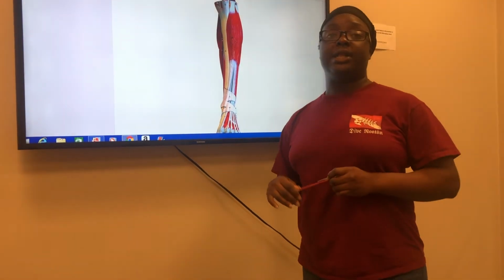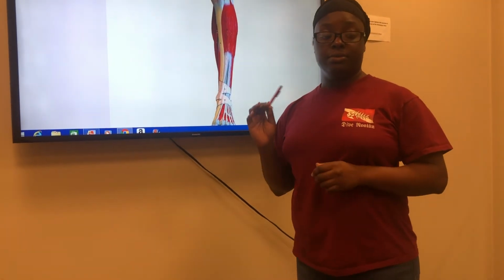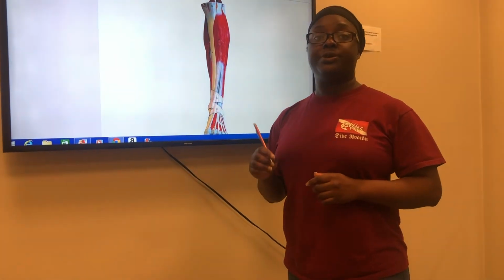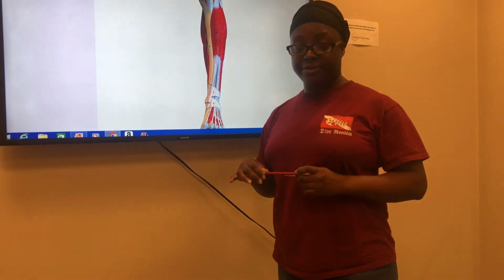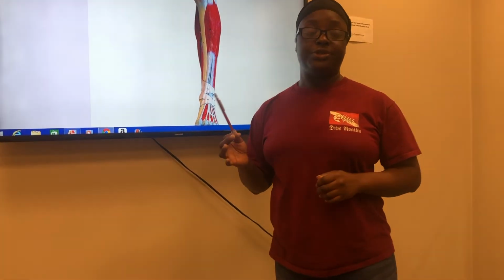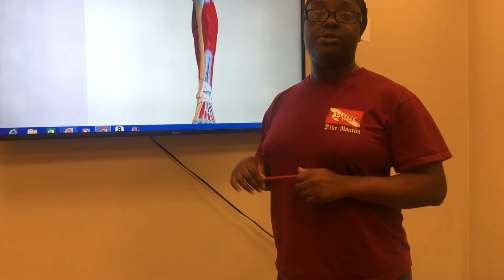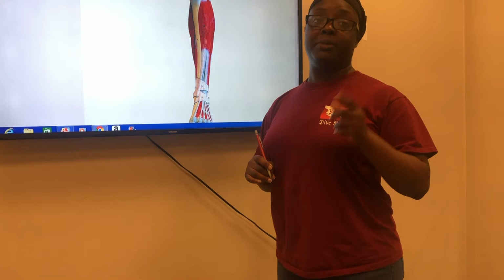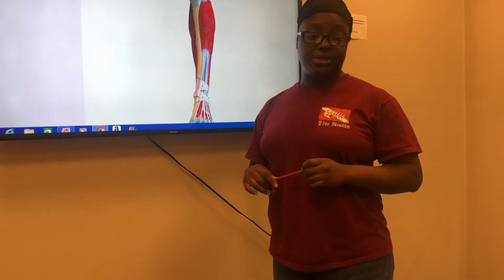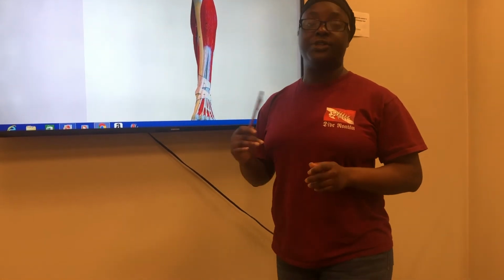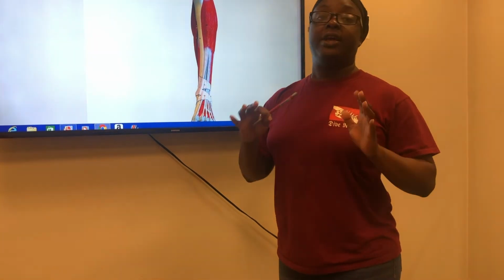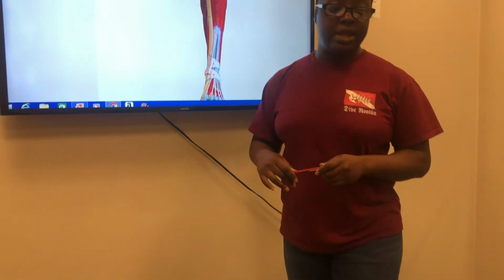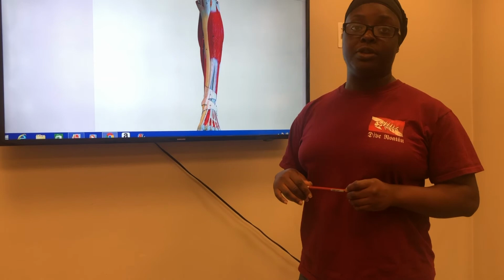This muscle here is the tibialis anterior. The origin is in the lateral condyle and the upper two-thirds of the tibial shaft. The insertion is by tendon into the inferior surface of the medial cuneiform and the first metatarsal. The action is the prime mover of dorsiflexion, and it inverts the foot. And the nerve is the deep fibular nerve.